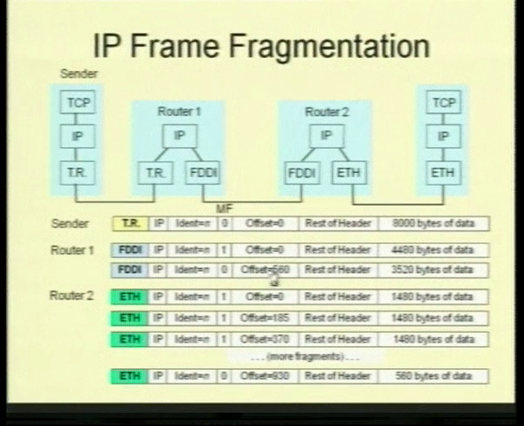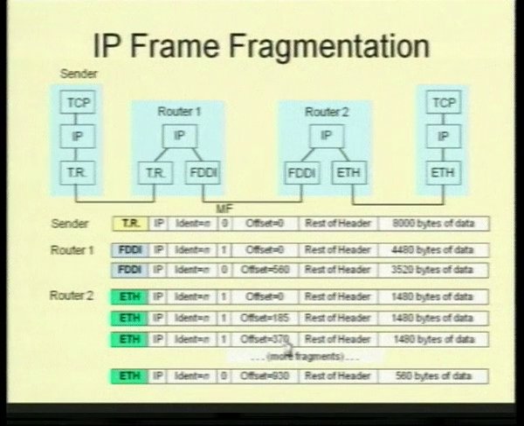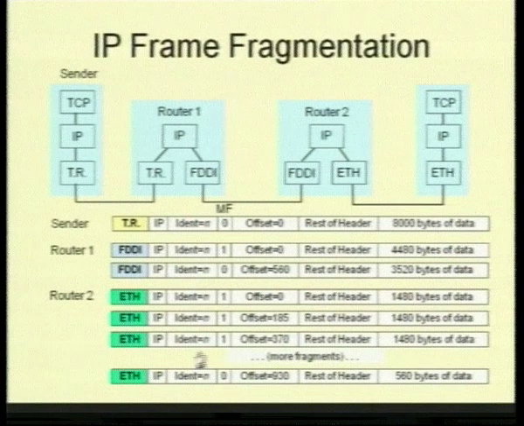Then in the second fragment I have 3520. This 3520 again is split into 1480, 1480, and the remaining data, 560 bytes of data. Now the offset field will clearly indicate to you the order in which these fragments are being sent, and the more fragments flag bit: other than the last fragment, all the others will have the more fragments bit set to 1.